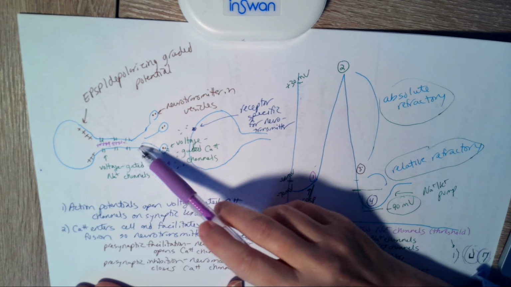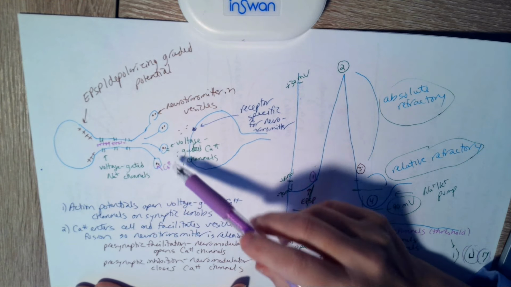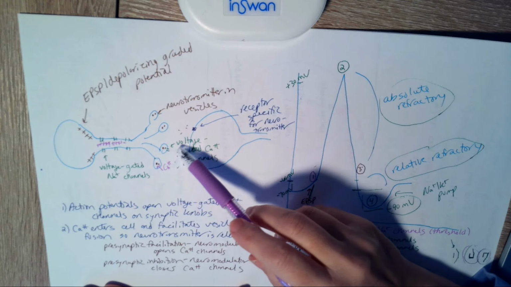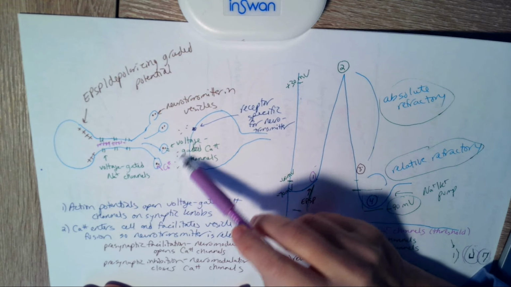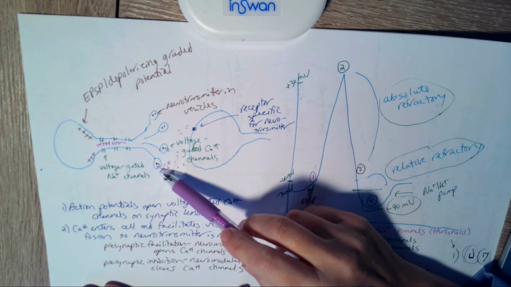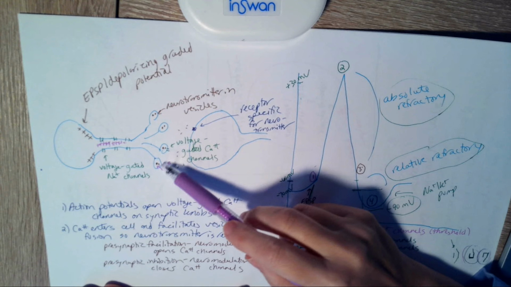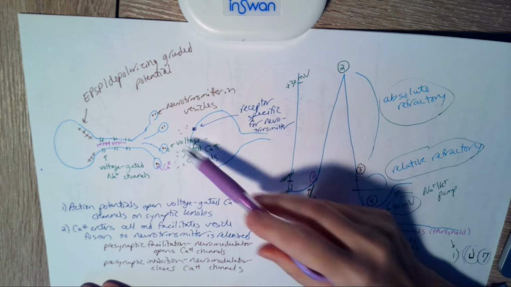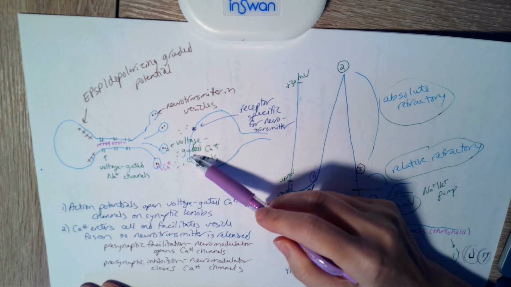So we have our action potential come down the axon, it hits the synaptic knobs, and when it does, that action potential is going to trigger the opening of our voltage-gated calcium channels. Those calcium channels open, calcium comes into the cell, and calcium helps those vesicles diffuse to the cell membrane, allowing the neurotransmitter to be released.